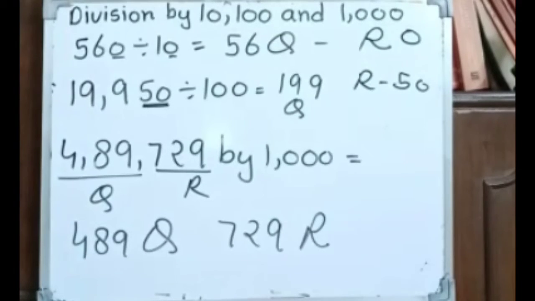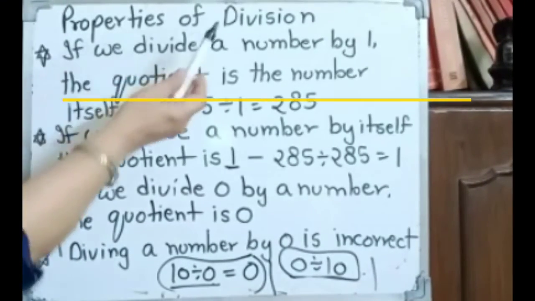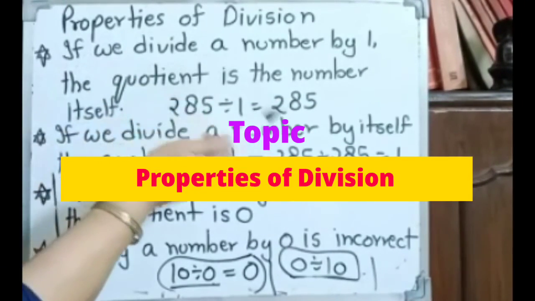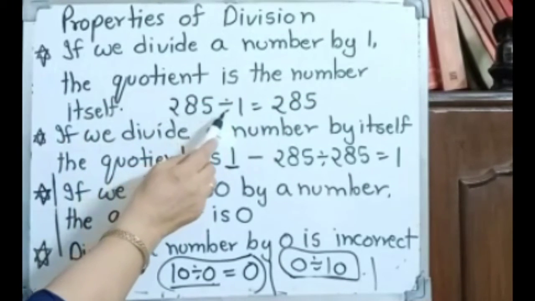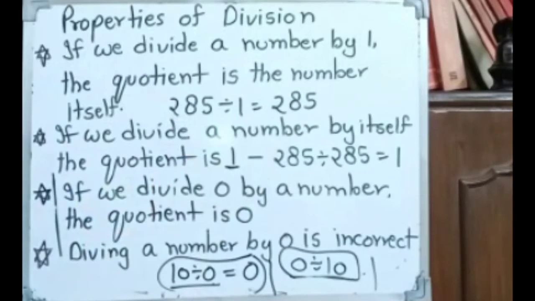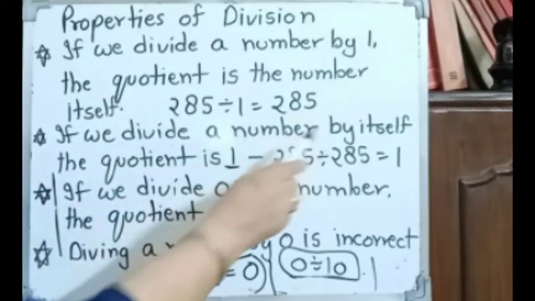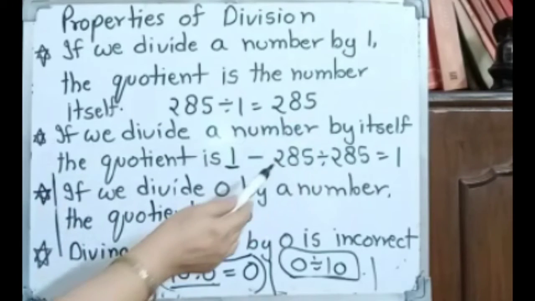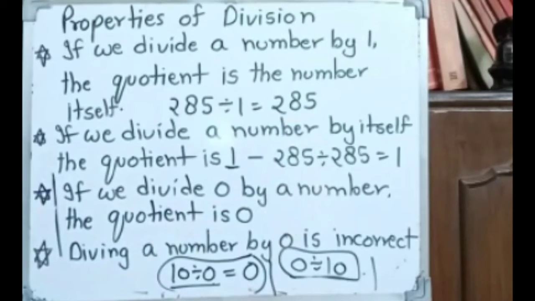But when we are doing division, we will do it according to the properties of division, which I am going to explain now. Now look here, properties of division. If we divide a number by 1, the quotient is the number itself. 285 divided by 1, the quotient is 285. Next, if we divide a number by itself, the quotient is 1. If we divide 285 by 285, the quotient is 1.